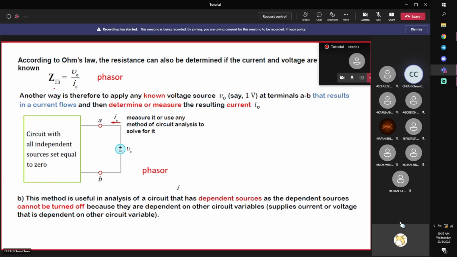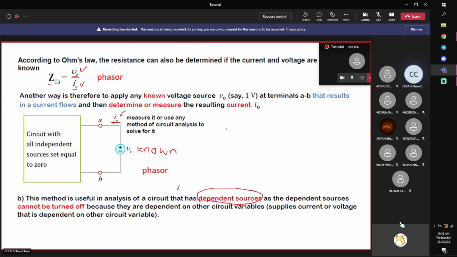So the other idea is that we know that impedance is just, according to Ohm's law, voltage divided by current. Right, so this means that if you pump in a known voltage, then you determine your current. Right, in experiment you measure, in circuit analysis you analyze the circuits. So if you know voltage, if you can calculate current, then of course you can calculate impedance, right? So this is useful when you have dependent sources. Okay? Dependent sources, because why? Dependent sources contain impedance, but I do not know the impedance.